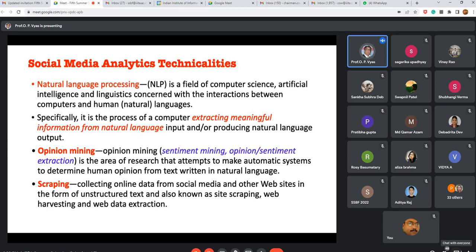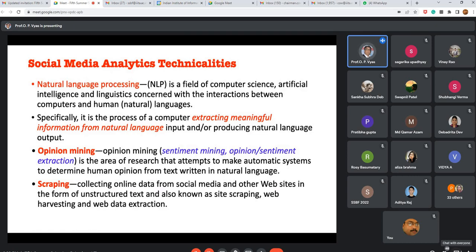The second important thing is opinion mining. I'll come back to this in detail in the next slide, but I want to tell you it is the area of research that attempts to make automatic systems to determine human opinion from text written in natural language or words spoken in audio signals.